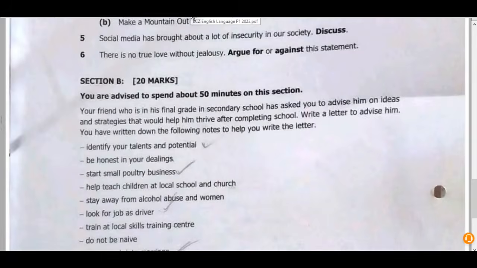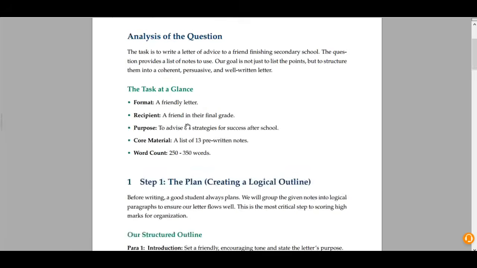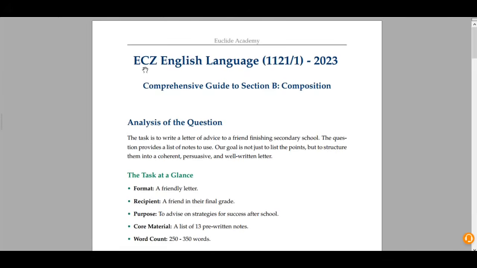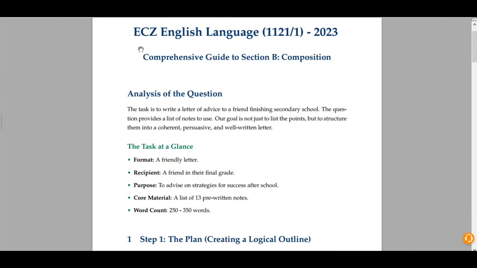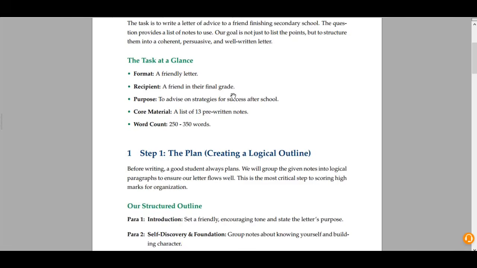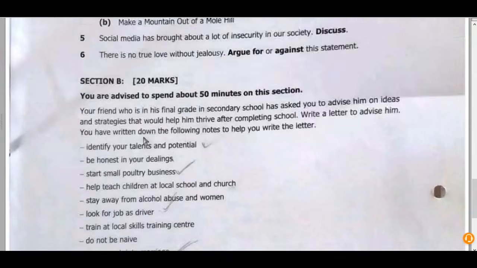Okay, so I think I put down section B to this one. This was my answer, what I put down. So section B, we are writing. You look at it first, but you still create an outline. There's a format. We're talking about a friendly letter here, it's not a formal letter. The recipient is our friend. What's the purpose? It's to advise on strategies for success after school. The core materials will be a list of notes that we've been given.